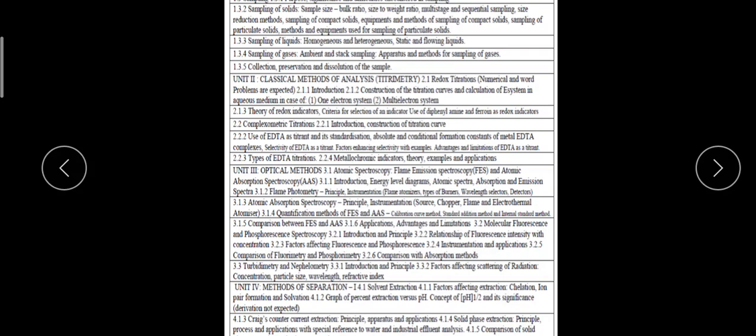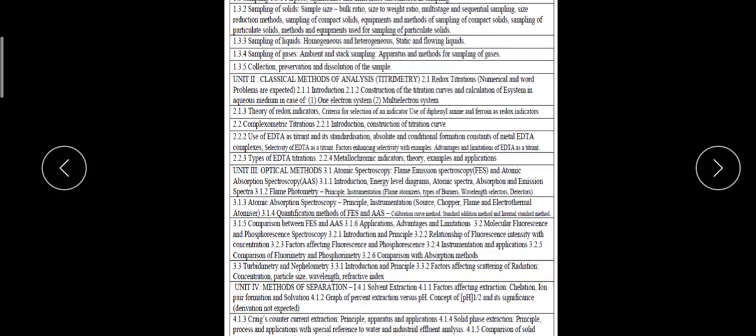In case of the one electron system, multi-electron system, then the third part is the theory of redox indicators, their criteria, use of diphenylamine and ferroin as a redox indicator, then the complexometric titration, construction of the complexometric titration curve, then the use of EDTA as a titrant and its standardization, their absolute and conditional formation constant with the metal, selectivity of EDTA as a titrant, factors enhancing selectivity with examples, advantages and limitations of EDTA as a titrant, then the types of EDTA titration, metallochromic indicators, theory, examples and application. These are the parts we have to see under this particular unit.